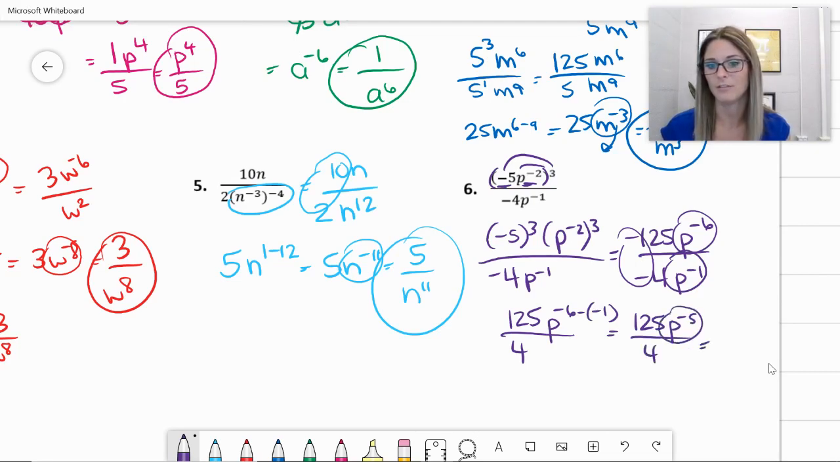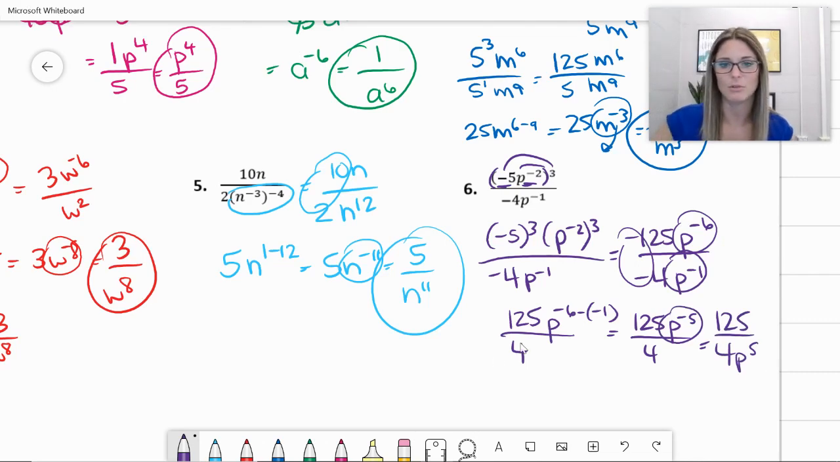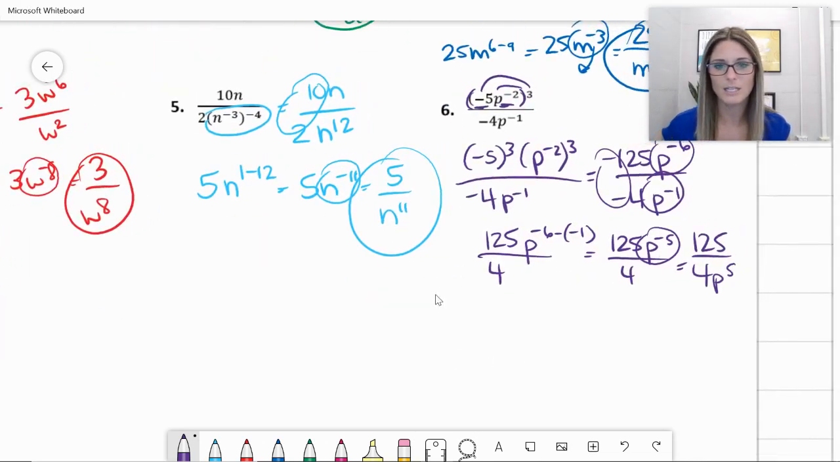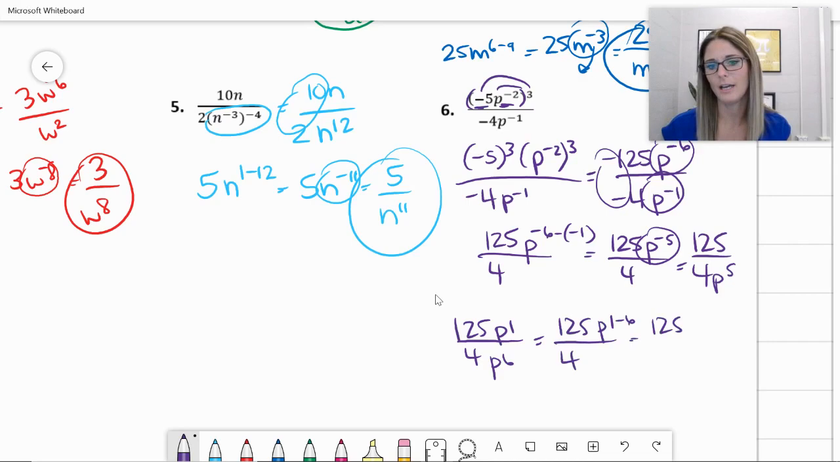Can't have that negative 5 on that p, so 125 over 4 p to the 5th is going to be our final answer. Now, like I said, I kind of like to move my negatives before I get to working. So if I had the 125 over 4, moved p to the 6th down and p to the 1st up, that just makes my brain happy. And then you could do p, 1 minus 6, and that gives you the negative 5. So you kind of get to the same place, whichever one you prefer. Oh, I didn't change my negative here. P to the 5th. So that's our final answer there.